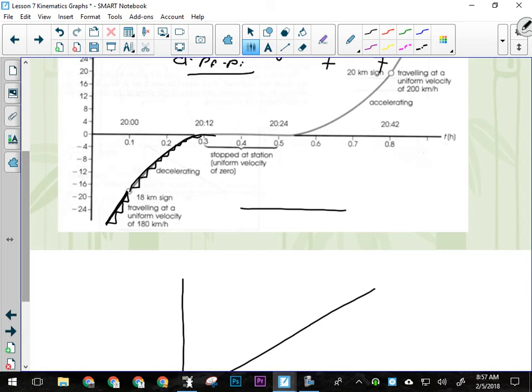So this line here has a specific slope, and that specific slope represents the velocity of the object. When the line is a curve, the slope of the line is constantly changing. And a change in velocity is acceleration. So this object's slowing down because the slope of the line is getting lower and lower and lower.